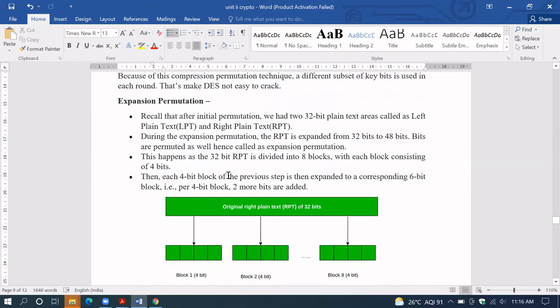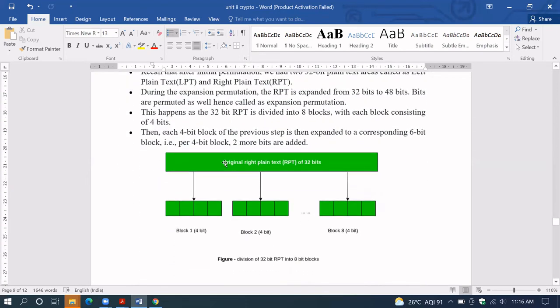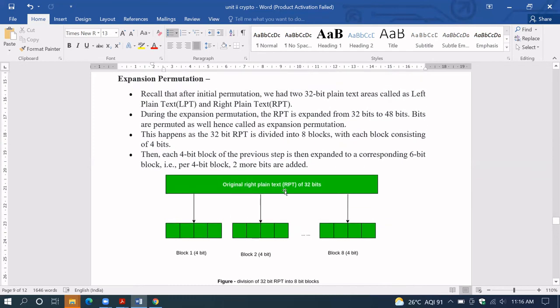Next, if you see, you have expansion permutation. That is with respect to the right plain text. We have done with the left plain text. After the initial permutation, we had two 32-bit plain text areas called the left plain text and the right plain text. During the expansion permutation, the right plain text is expanded from 32 bits to 48 bits. Bits are permuted as well, hence called expansion permutation.